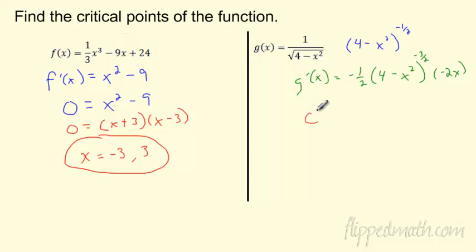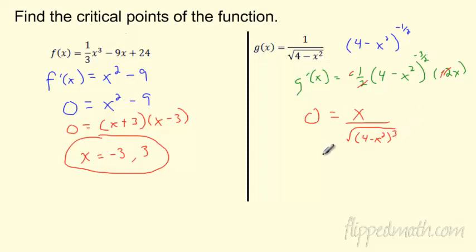So I'm going to set the derivative equal to 0. This 1/2 will cancel this 2. The negative and the negative really makes a positive. So I'm really looking at x over, holy cow, what is this? This is the square root of 4 minus x squared, cubed. Oh my goodness, that's pretty rough looking.